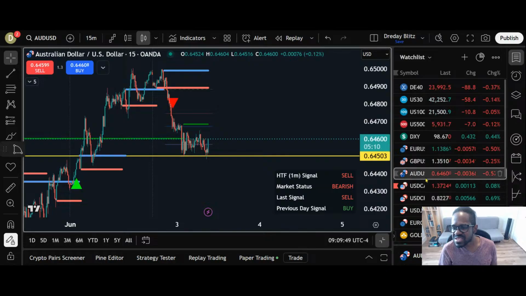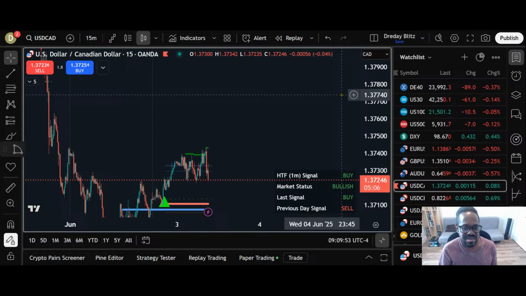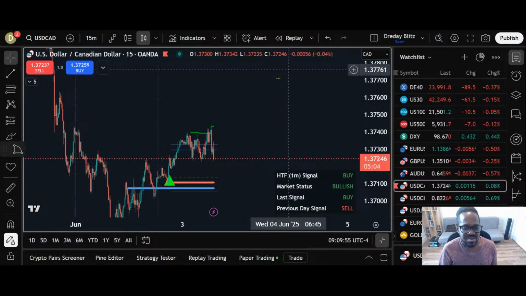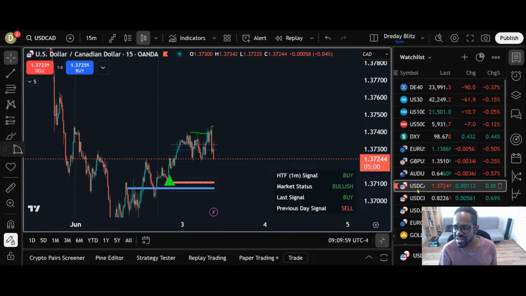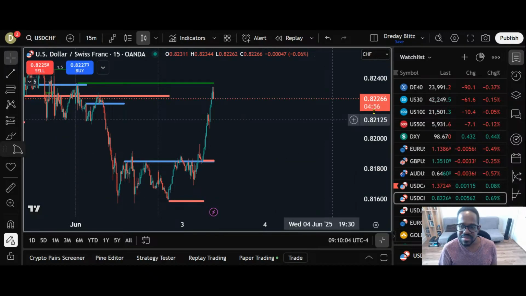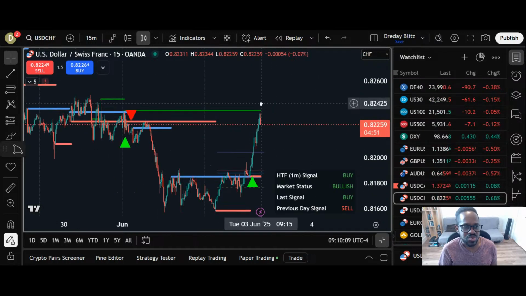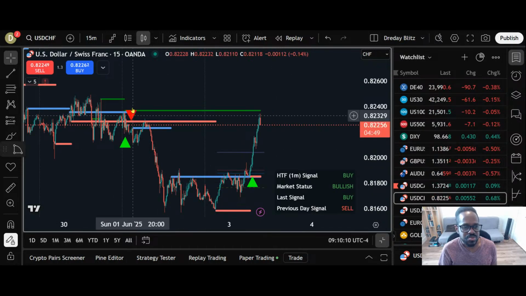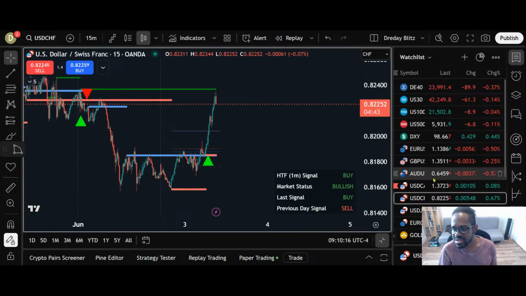And let's see here, we're going to look at the AUD CAD in the upside. So still bullish here on USD CAD. USD CHF, same thing. We had the buy setup here, shoot up, went to previous resistance level here. So you should be out of that trade here if you have taken that trade.